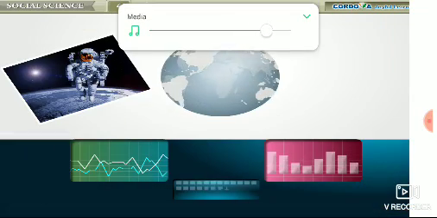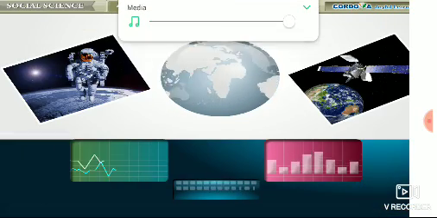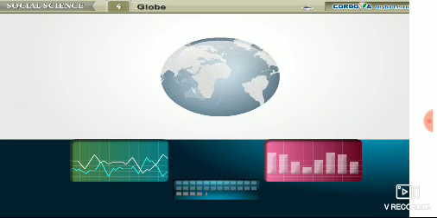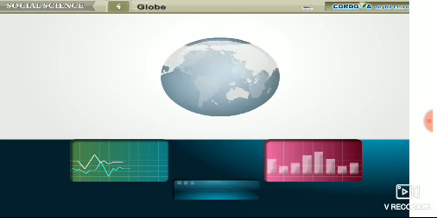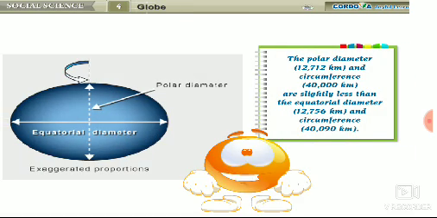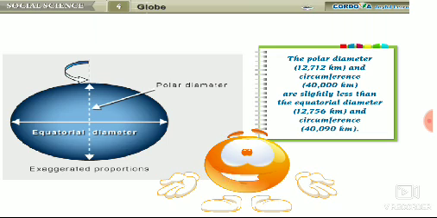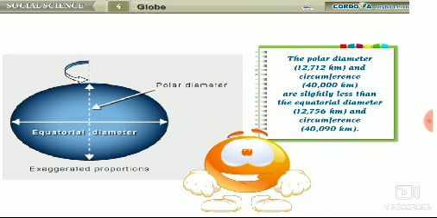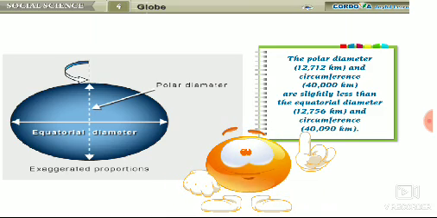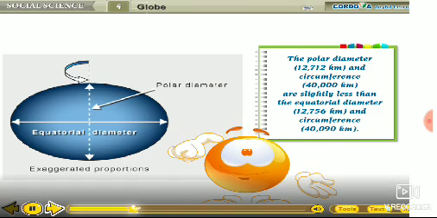planet. Photographs taken by astronauts and orbiting satellites prove that the Earth is spherical in shape, but it is not a true sphere. It is slightly bulging at the equator and flattened at the poles. The polar diameter, that is 12,712 km, and circumference, that is 40,000 km, are slightly less than the equatorial diameter, that is 12,756 km, and circumference, that is 40,090 km.